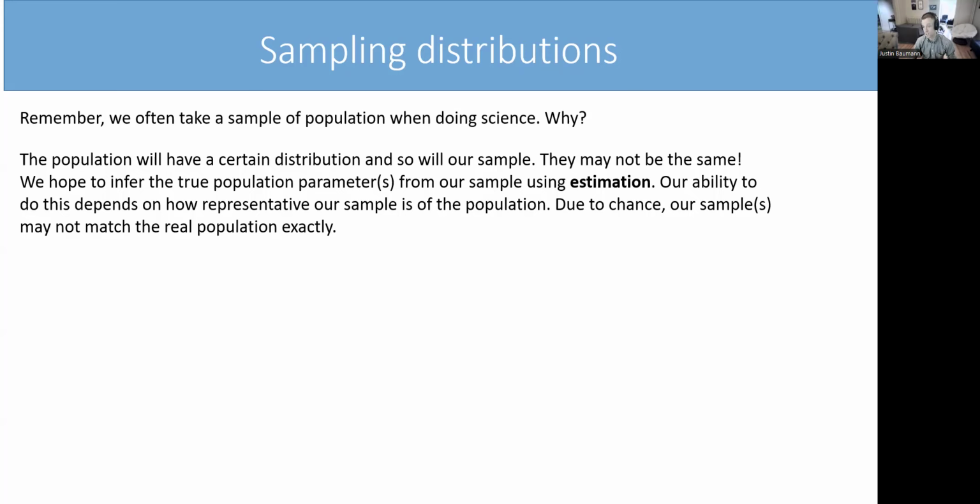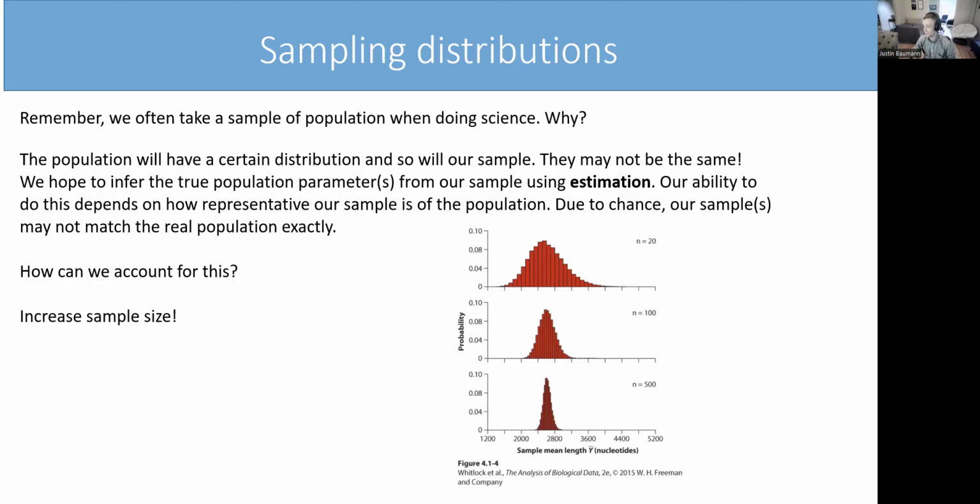This basically means we're trying to take a representative sample of our population. Our ability to do this depends on how representative our sample is, and due to chance, it may not match the population exactly. So we need to think about that. If we only take one sample and it's not representative, we are totally wrong about everything we're thinking. So that's problematic. How do we deal with this? We take more samples.